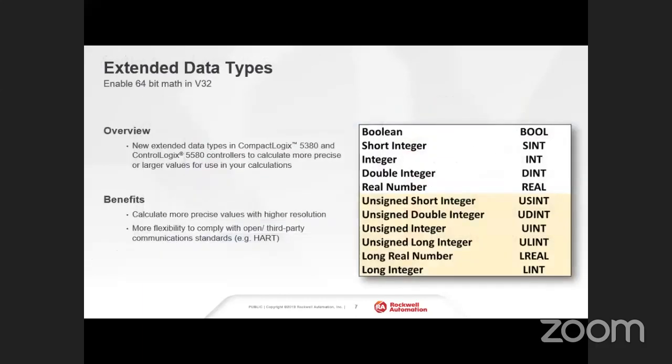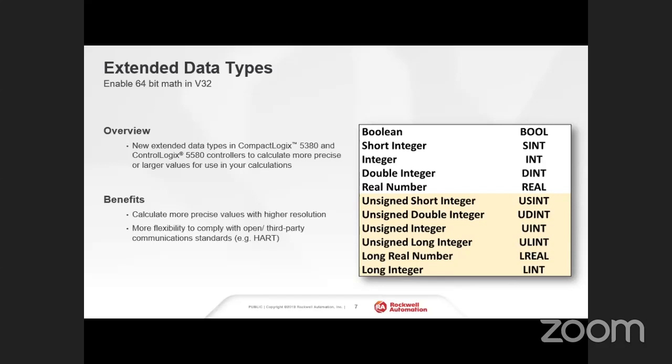So that first one, I just try to summarize here that with extended data types, we do now in Compact Logix, so the 5380 or the 5580 ControlLogix, the ability to calculate precise values or use values with higher resolution is something that our customers have been asking for. So the addition of what you see here in yellow, unsigned short integers, long reals, unsigned long, all those new data types enable higher resolution, larger values, more precision, especially when it comes to any protocols that have certain requirements around values, and like the example here given is hard.